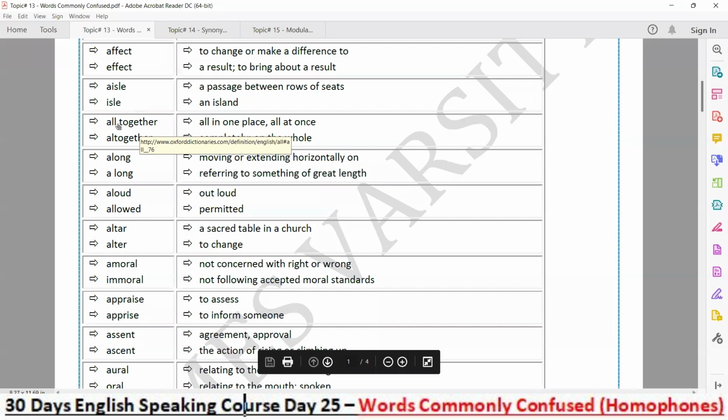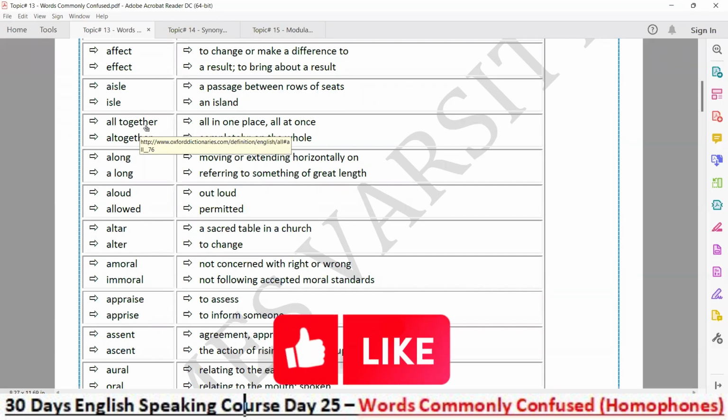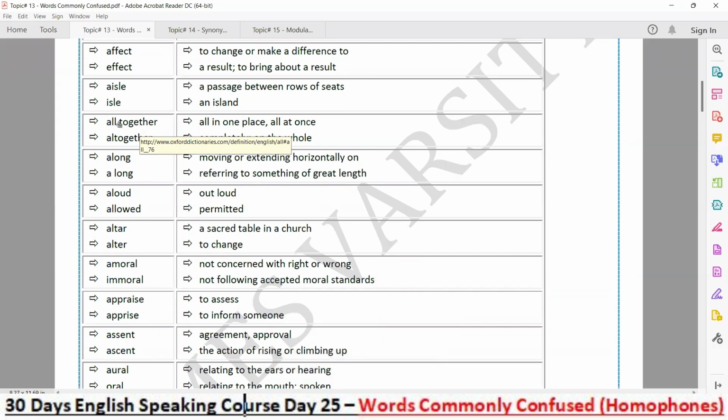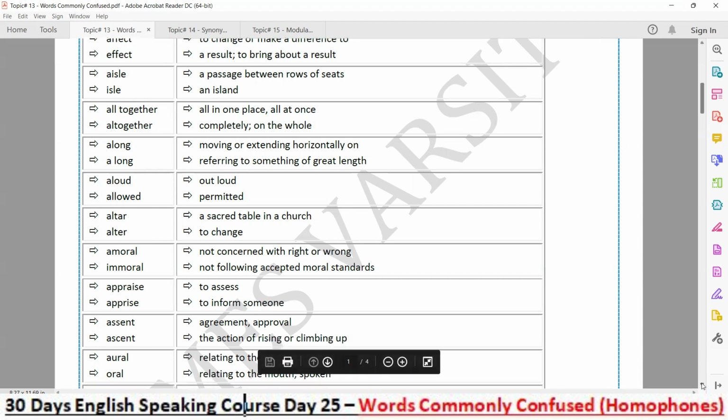All together. All is one word, together another word. If we are using these two words separately, it means all in one place, all at once. If we are using altogether as one word, this means completely, or on the whole. All right. Along, moving or extending horizontally, referring to something of great length. So now some others.